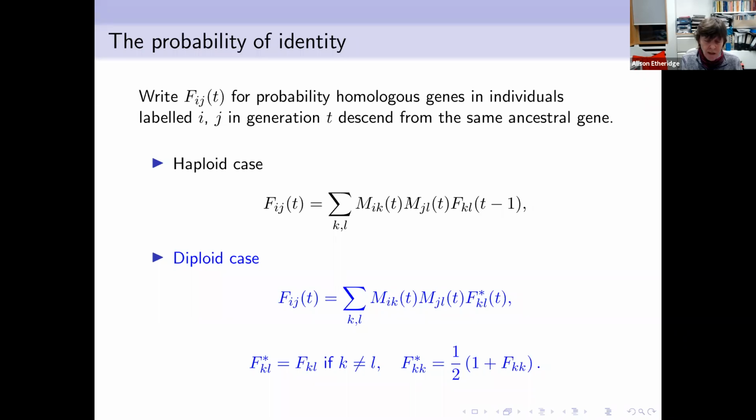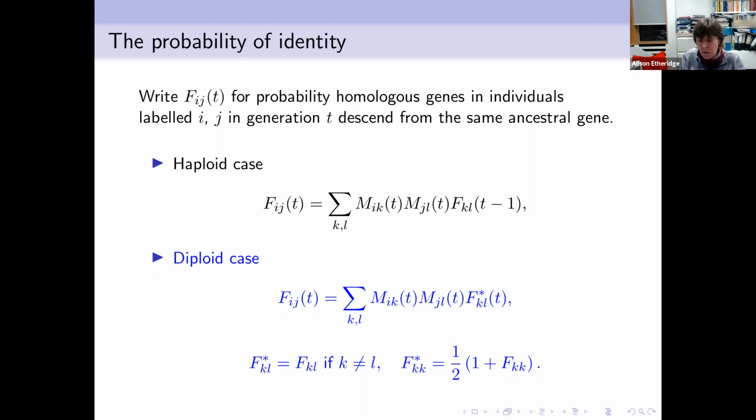And for each of those patterns of inheritance, I then say, aha, if I know that I inherited this gene from the parent labeled K, and this gene from the parent labeled L, then the probability that my genes are identical, so inherited from a common gene in the ancestral population, is just F_KL(T-1). And so now I have a recursion which tells me how to write down the probability of identity of the two genes in individual I and individual J in generation T in terms of the identities in generation T-1. So that's a very, very convenient way to represent pedigrees.